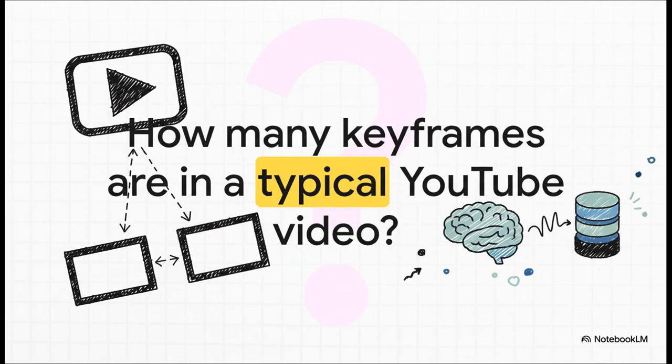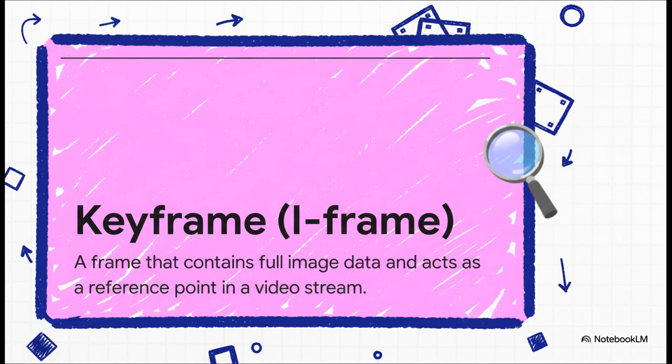So first things first, what exactly is a keyframe? A keyframe, or an I-frame, is the only frame in a segment of video that's a complete standalone picture. It doesn't need any other information to show up on your screen. Everything else you see is basically built around these key visual milestones.